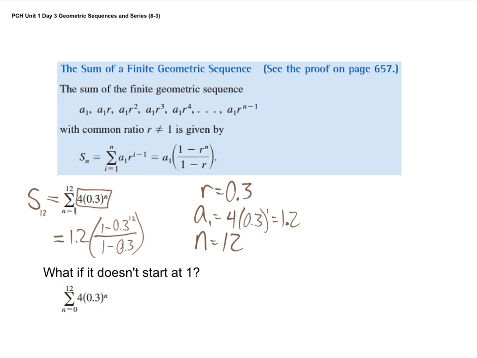So that denominator would be 0.7. So what do we end up getting here? 1.714. Oh wait, yeah, 1.714. 1.715? Yeah. Okay. Is anyone not getting that? Not sure what you're doing wrong?